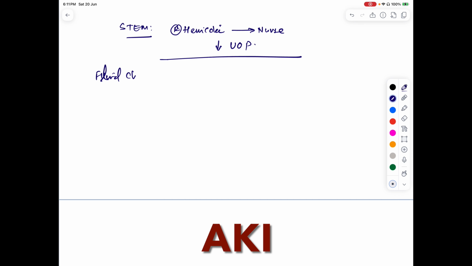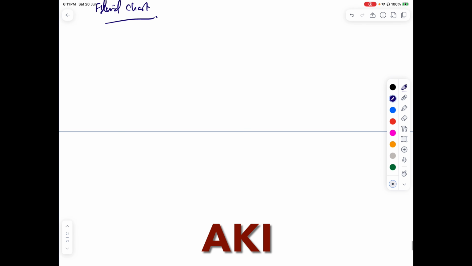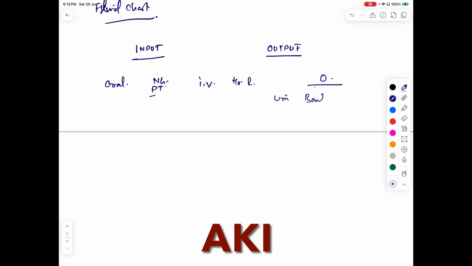a fluid chart is provided. So the chart, you need to see the chart. It has got input and output. These are the two things. So what you see among the input, it can be oral or it can be nasogastric, percutaneous, IV, hourly or running. So output will be urine, bowel, vomit or aspiration, drains, total.